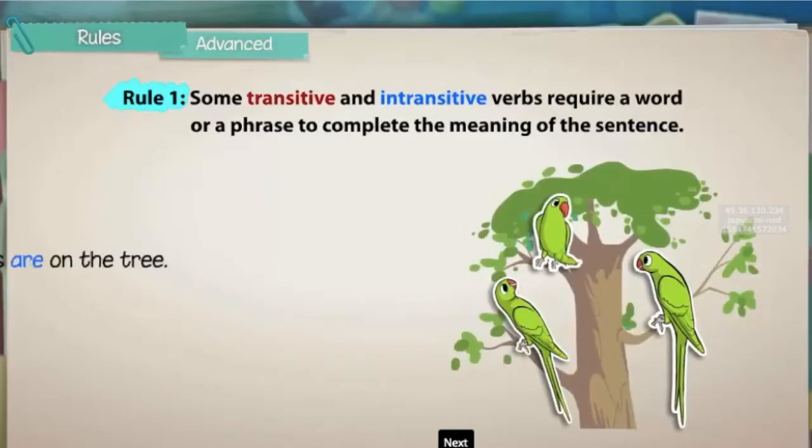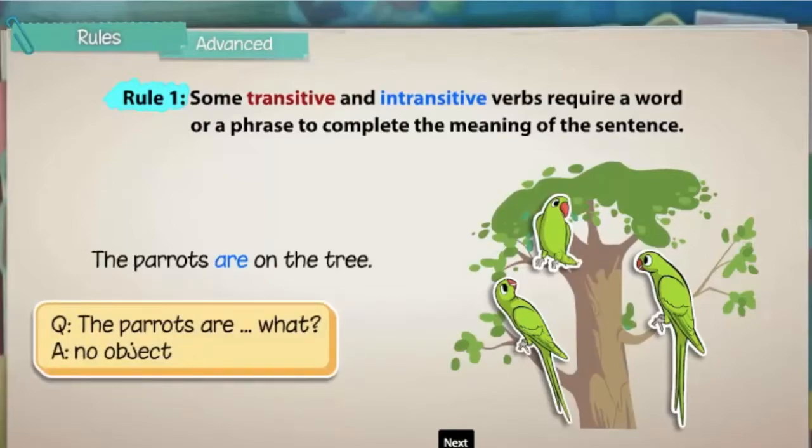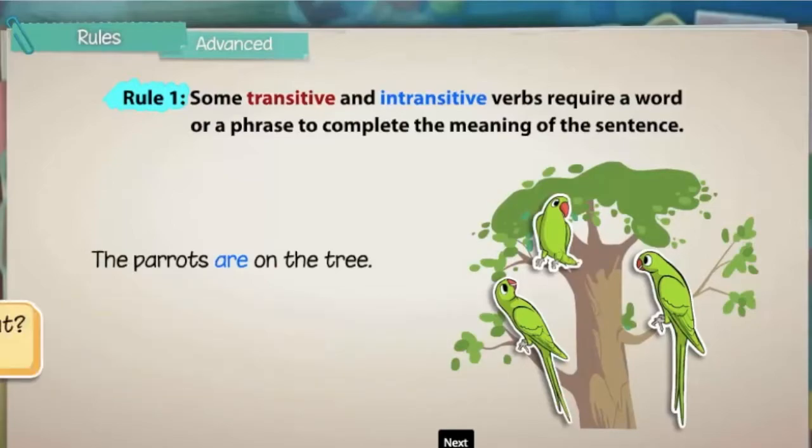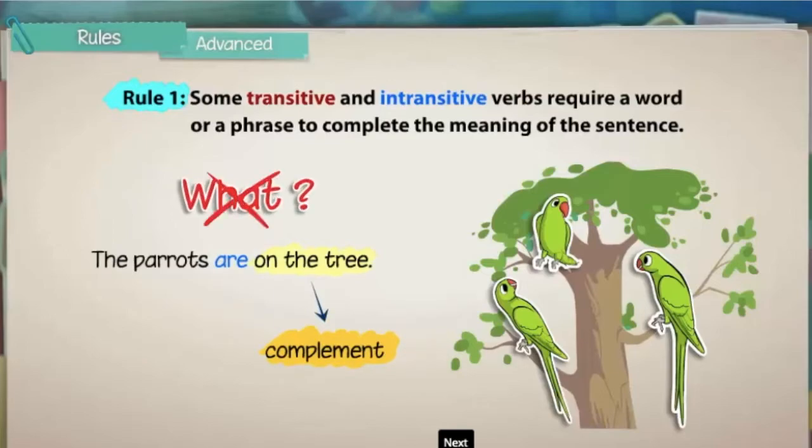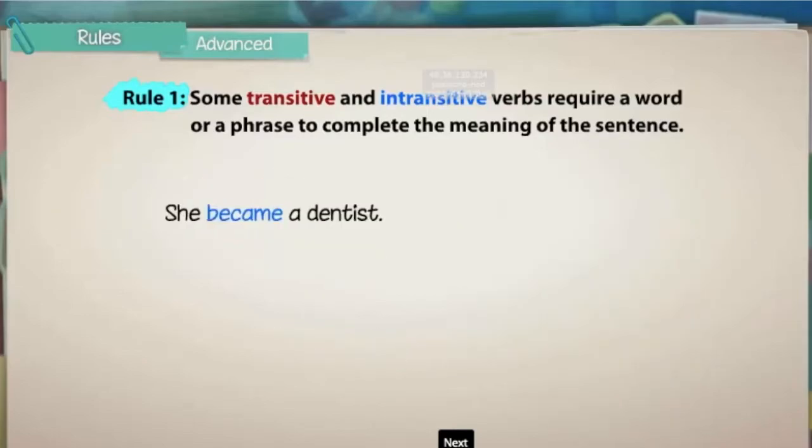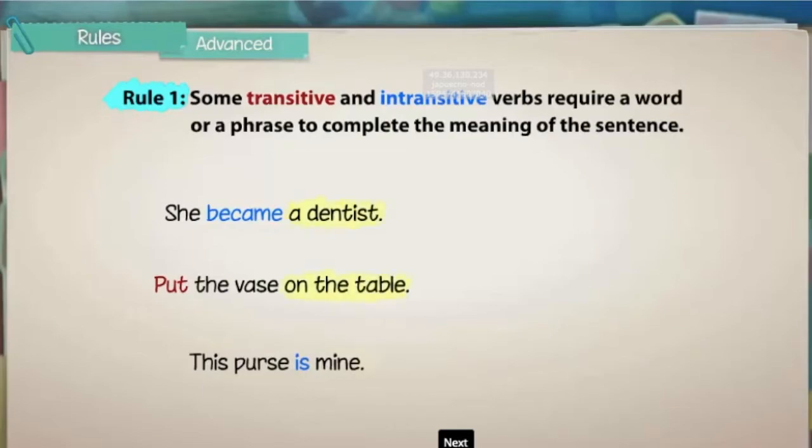The parrots are on the tree. The parrots are what? There is no object. So this is an example of again an intransitive verb. The parrots are. Now, does it make any sense? No. When you add the words on the tree, then it makes sense. So on the tree is the complement of the verb are. And you don't get any answer of what. She became a dentist. So she became what? A dentist.